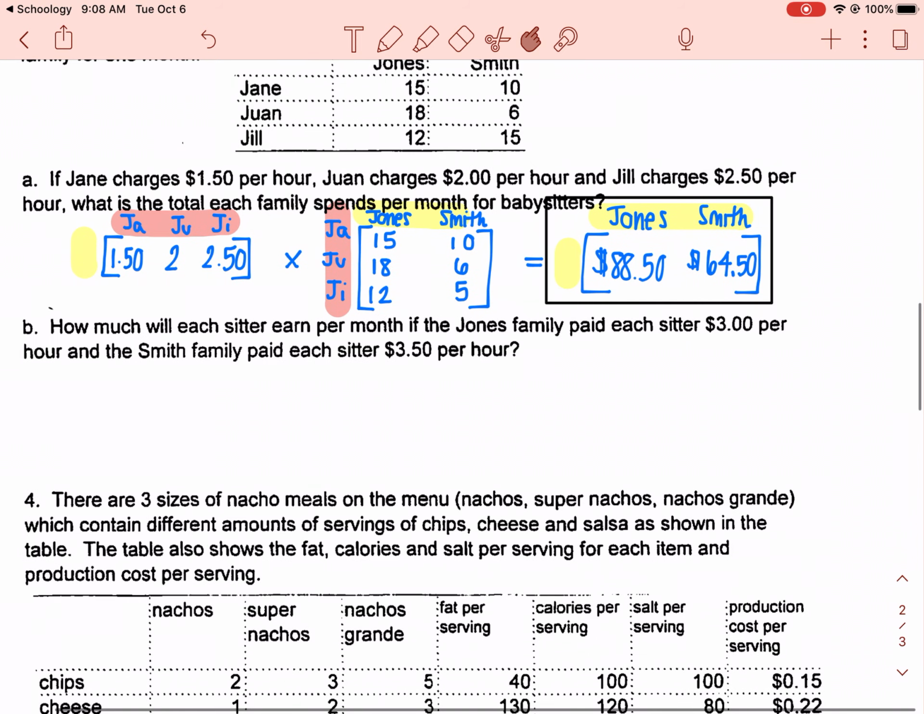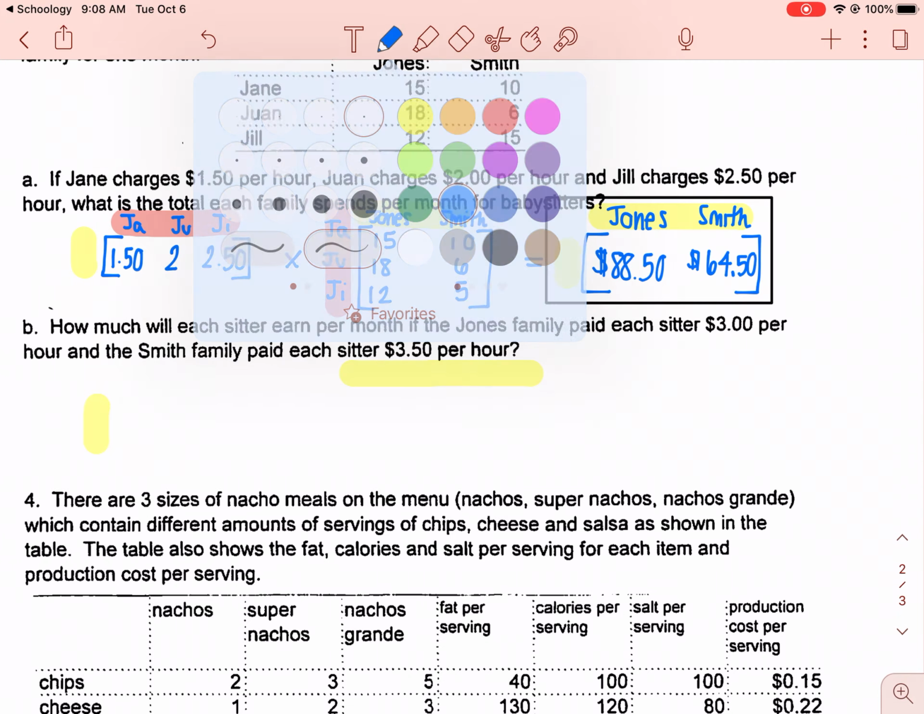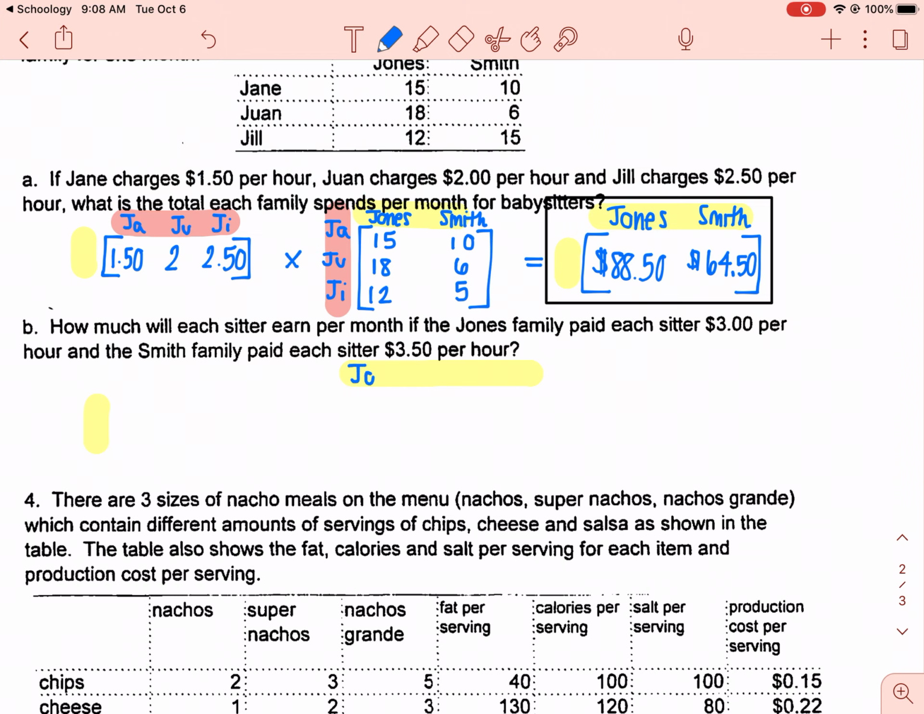How much will each sitter earn per month if the Jones family paid each sitter $3 per hour and the Smith family paid each sitter $3.50 per hour? Okay, a little bit different. In the end, we now want how much each sitter will earn. So I'm going to set it up where, okay, this will be money. In the end, I need it to be sitters. So this is going to be Jane, Juan, and Jill. What matches in the middle has to be the families. That's the only thing left, and it needs to be in common.